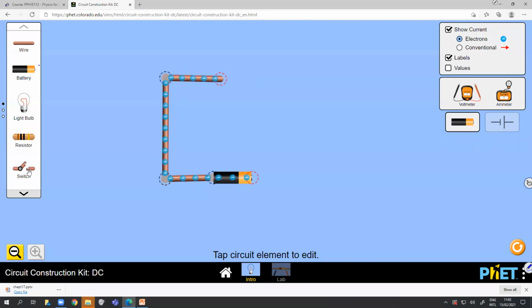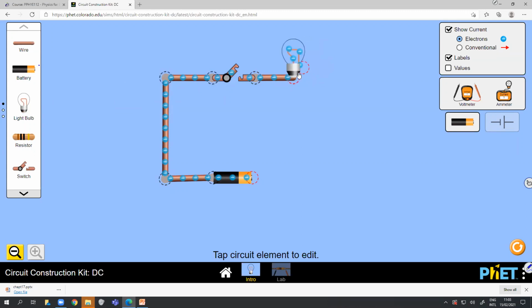Now you're going to take a switch. Switch is an important component in a circuit. It's a safety thing. You should always have a switch, so you don't accidentally connect the circuit. You always close the circuit only when you want it. Take some more wires. Now take the bulb, electric bulb.